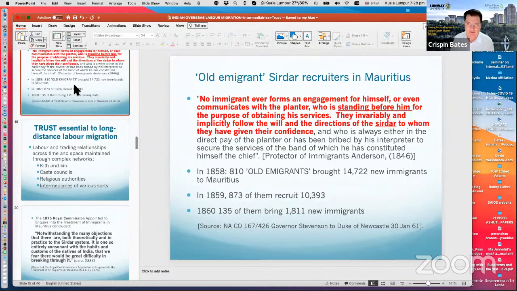So we know, for example, that the Protector in 1858 bothered to find out, and he found that 810 old emigrants to Mauritius brought 14,722 new immigrants with them. We know that in 1860, 135 of them brought 1,811 immigrants. But these were not statistics which were regularly collected.